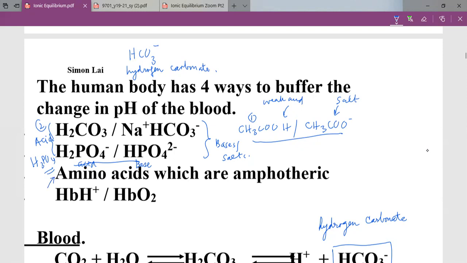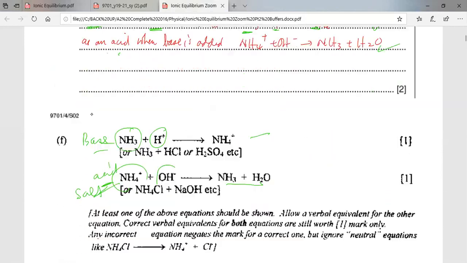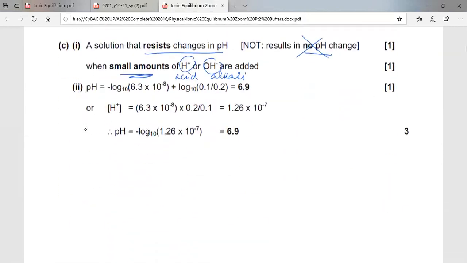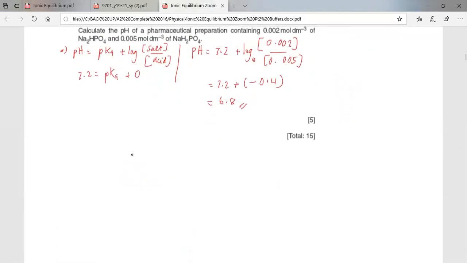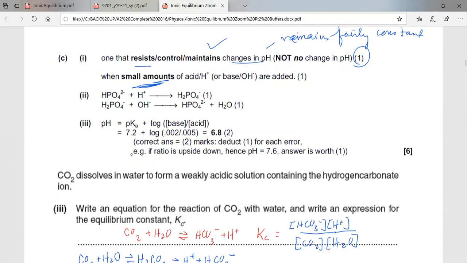Now let's look at one at a time. I would look into the blood system first. Now let's look at some examples of the blood system. It's here, page 4. And see how they're being asked. The easiest is to look at the blood system.